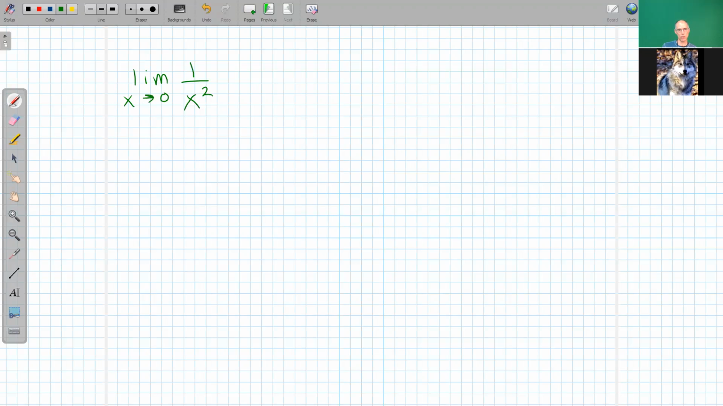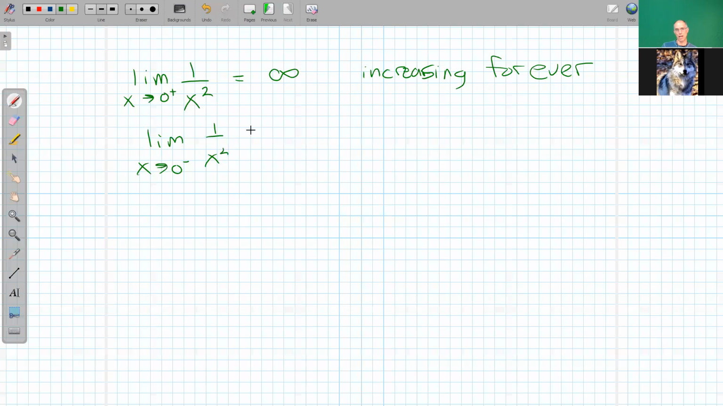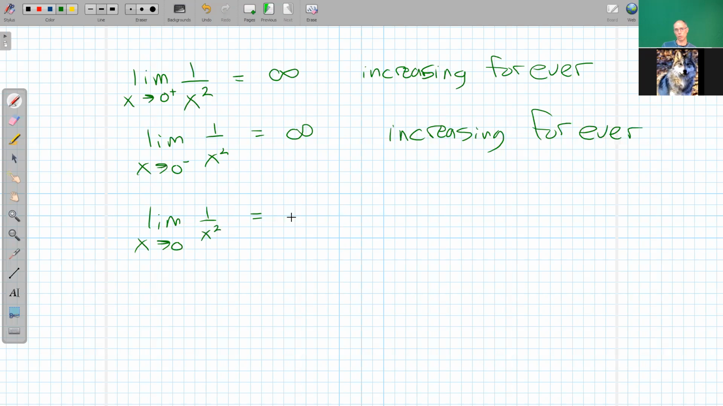So as x heads to 0 on the right side, it's increasing forever. And that's what the infinity really means here. If I look at the limit as x approaches 0 on the left side, so that's what that means there, I still get increasing forever. So that means since these guys match, I can say the two-sided limit as x approaches 0, and I don't put a plus or minus, means it could be either. I can still put an infinity here.